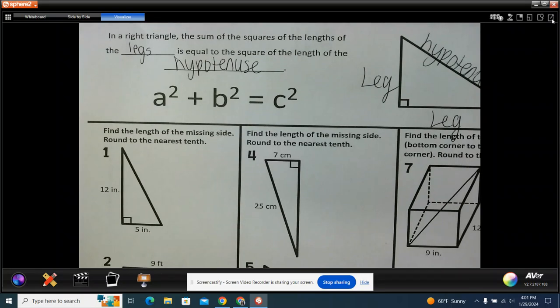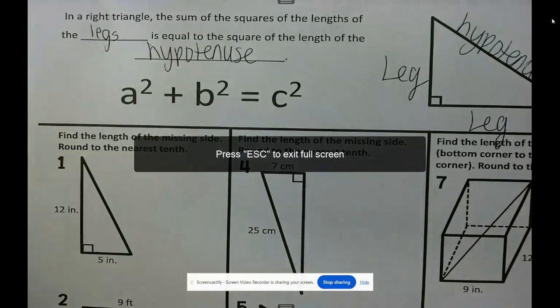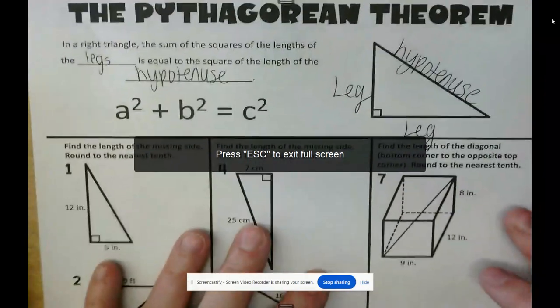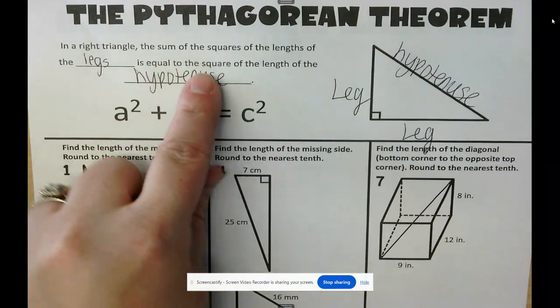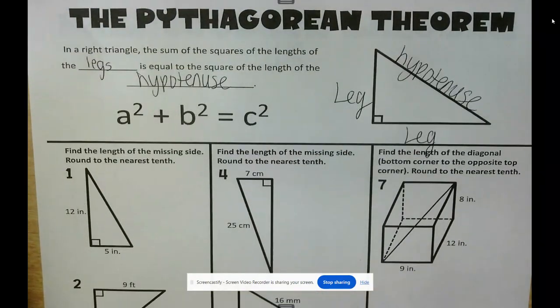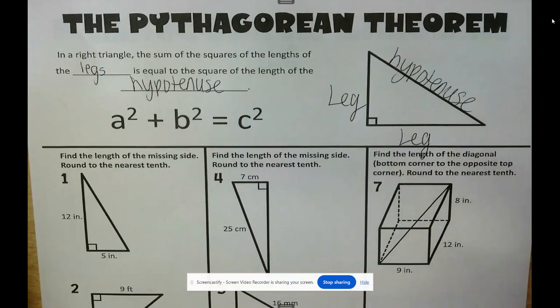All right, today we're going to look at the Pythagorean Theorem. The Pythagorean Theorem is where we're given a right triangle, and the sum of the squares of the lengths of the legs is equal to the square of the length of the hypotenuse. So on a triangle, this is where we're going to be looking for the missing side.